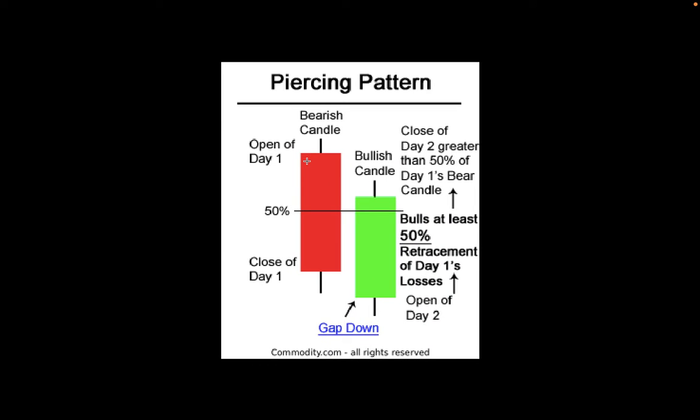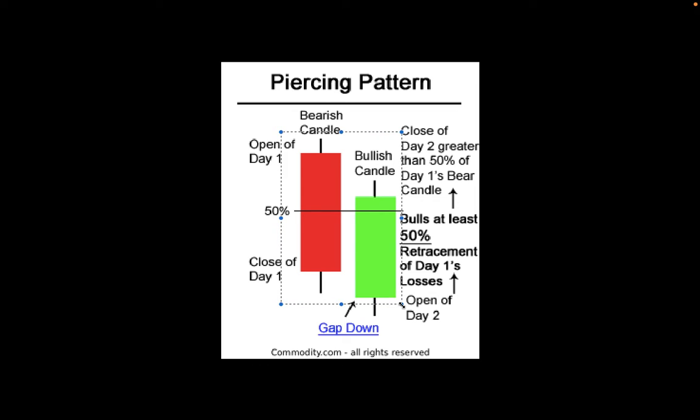First of all, what's the meaning of piercing pattern? The piercing pattern is a two-day candlestick pattern that marks a potential short-term reversal from a downtrend to an uptrend. You understand? It's a potential short-term reversal from a downtrend to an uptrend.